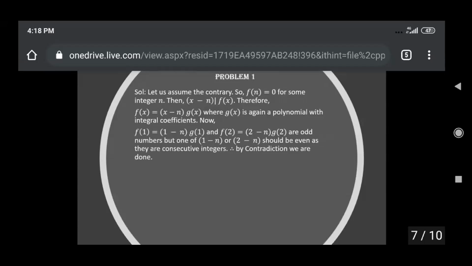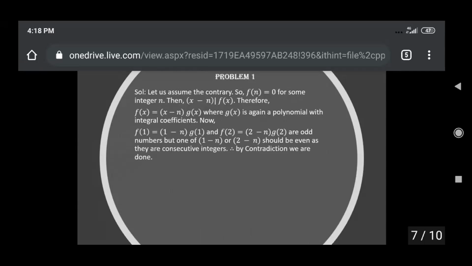So we'll do some contradiction. I'm thinking that you know what is meant by contradiction. Therefore we will assume the contrary. They have told us to prove that there exists no integer n for which f of n is equal to 0. Now, by contradiction, we'll consider that f of n is equal to 0 for some integer n. Then by the factor theorem we can tell that x minus n divides f of x. What is the statement of the factor theorem? The factor theorem tells us that if x minus a is a factor of polynomial f of x, then f of a is equal to 0.